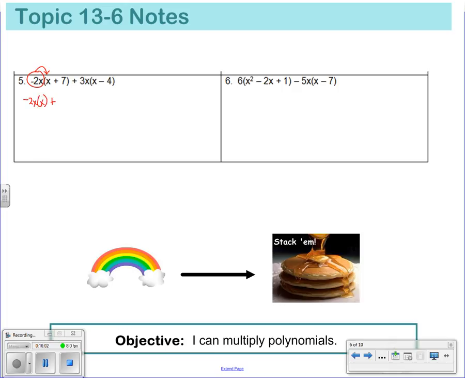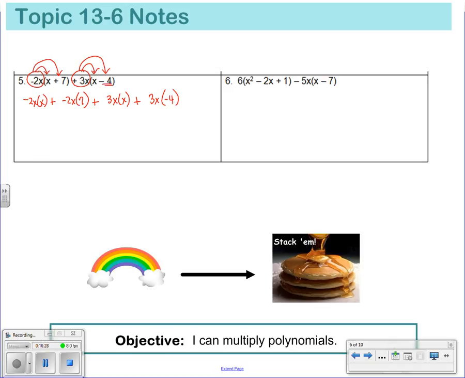I combine it with what else? Negative 2 times a positive 7. So negative 2x times a positive 7. Then I'm going to combine it with a positive 3x times x. Combine that with my next thing I distribute, and that is 3x times a negative 4. So I have a negative there now.